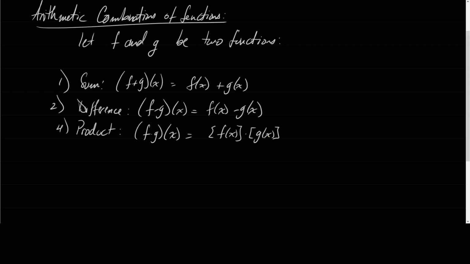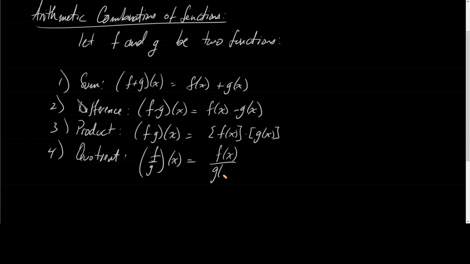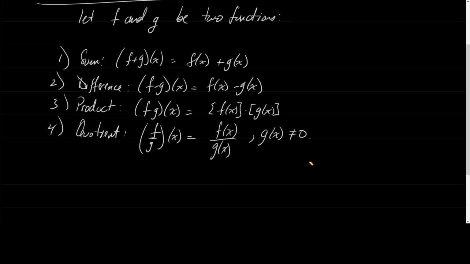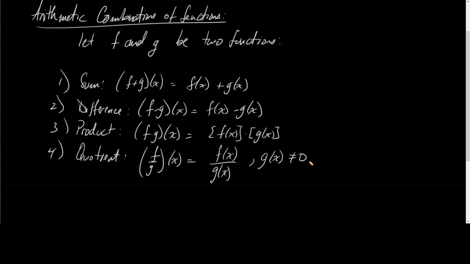And that was supposed to be the third. The fourth is the quotient of two functions, which is f over g of x. Now this is defined to be f of x over g of x as long as g of x does not equal 0. All right. Now, so those are all the arithmetic combinations.